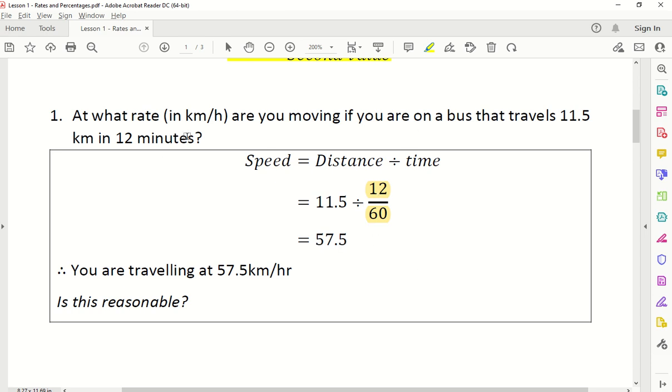Now, because it is a worded question, I need to do a worded statement at the end here, saying you are traveling at 57.5 kilometers per hour. I know this might seem like a very obvious question, but guys, always do a mental check. Is this a reasonable answer? Does that seem reasonable? Would a bus travel at 57.5 kilometers per hour? Well, probably not in a residential zone, but yeah, that seems like a reasonable speed to me.